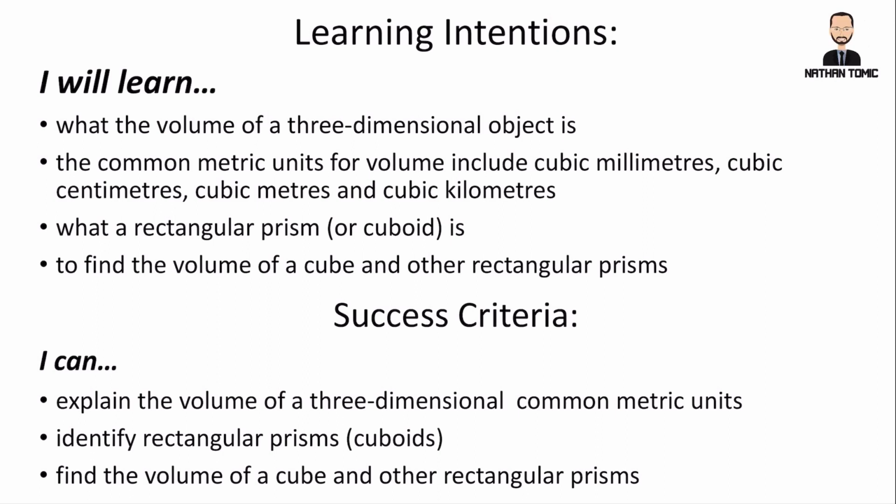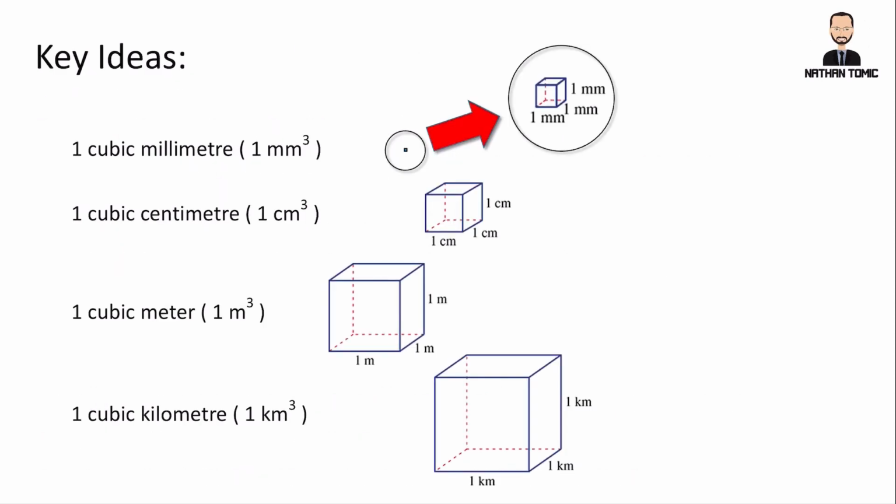We will look at what a rectangular prism is, and we'll know this also by the name of a cuboid. And we'll also be able to find the volume of a cube and other rectangular prisms. And again, as usual, success criteria is when we can do each of those things. So let's have a look at our key ideas.